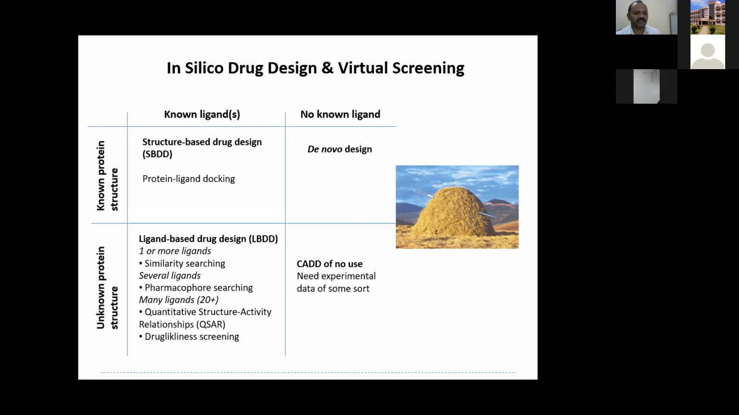Now, in the case where known ligands are there but the protein structure is unknown, a lot of things can be done with the known ligand structures. So this third quadrant can come to the first quadrant also, because in the first quadrant the ligands are also known. The first and third are interlinked, because both are the case of known ligands.